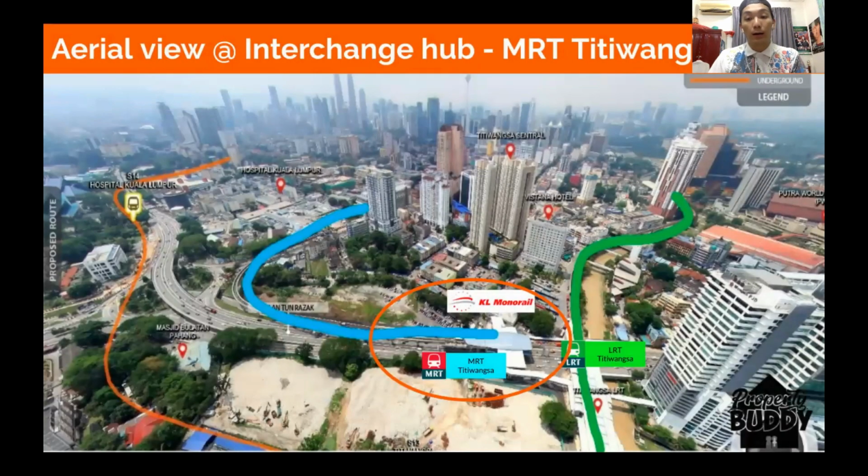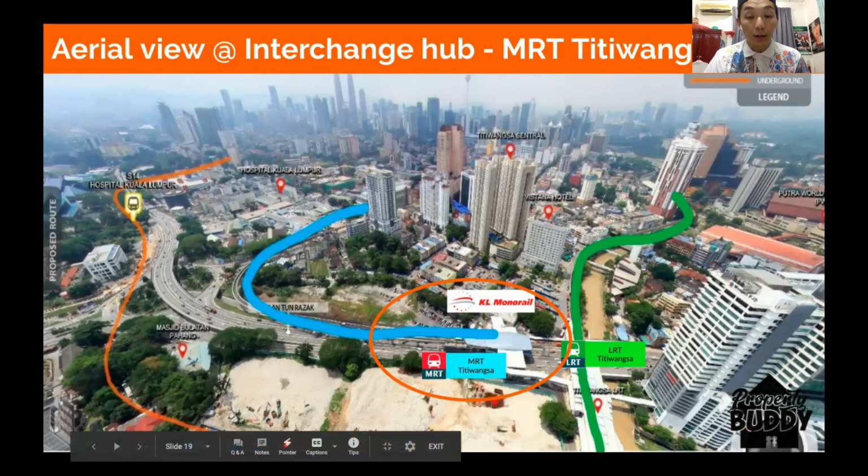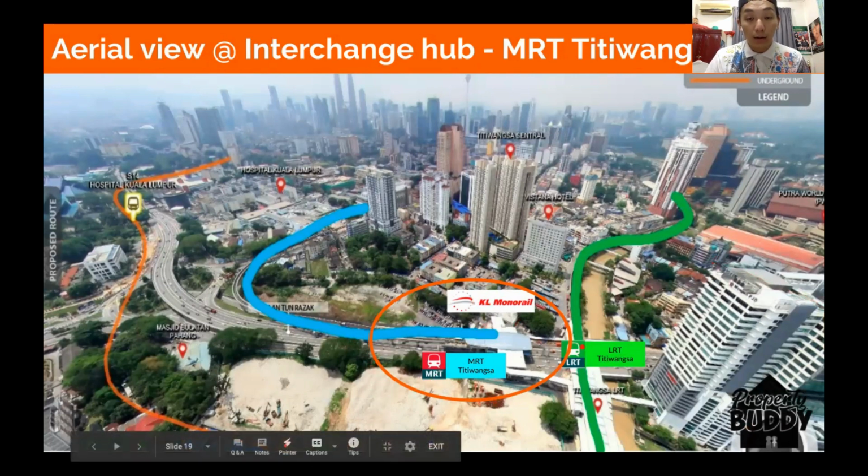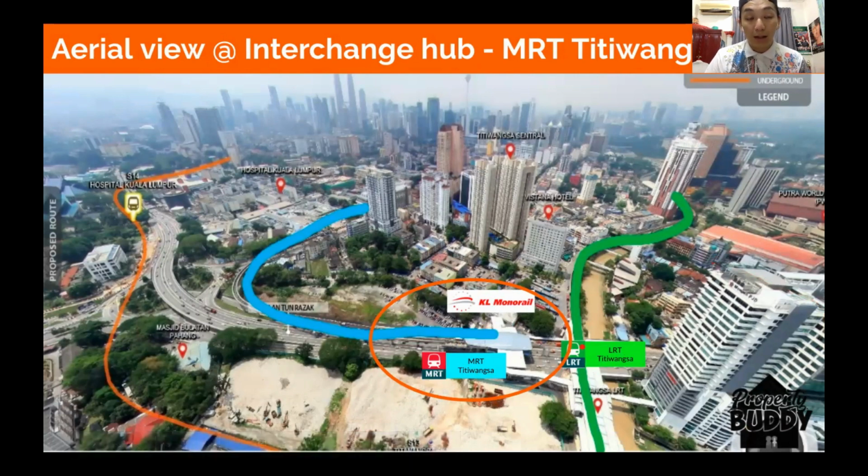So another thing, the area. The next station you will go to Titiwangsa station, where you can link to KL monorail and also LRT. The LRT at Titiwangsa goes to areas like Masjid Jamek, where there are a lot of companies and offices. KL monorail, you can go to KL Central, you can go to Bukit Bintang, right?